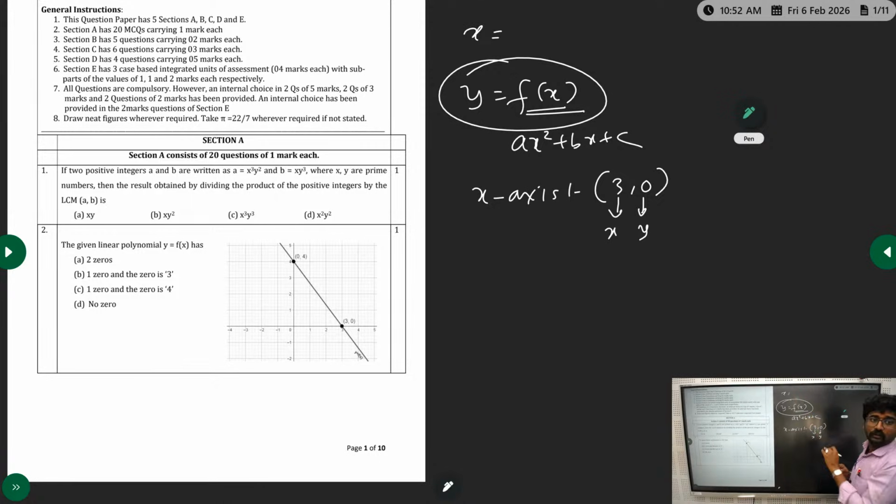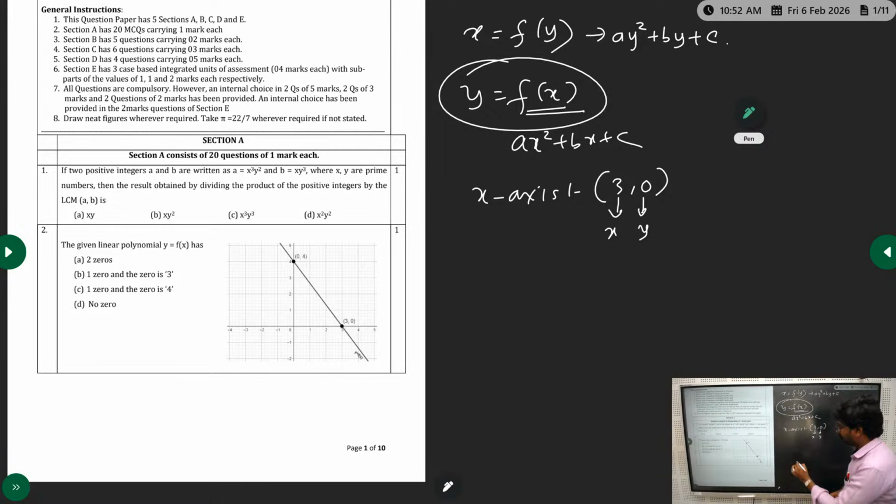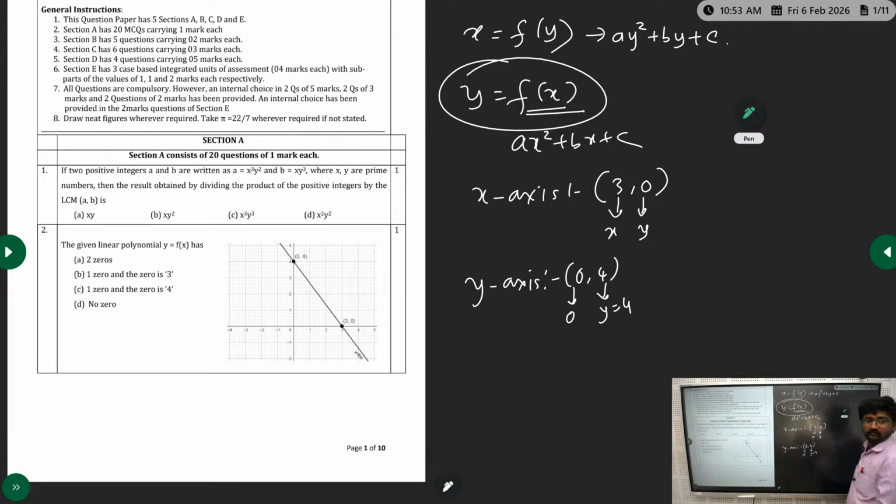Suppose they write it as x equal to f of y, which means your equation is in the form of ay square plus by plus c. Then which axis should you see? The y-axis. What is the point on the y-axis? What is the x value? What is the y value? Then your option will be 1, 0 and the other 0, 4. Understood? Both possible ways are complete. So these are your first two questions. By default, I think we can understand at least one MCQ from the first 5 chapters. One MCQ each: 1, 2, 3, 4, 5.